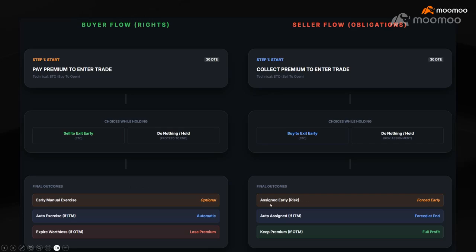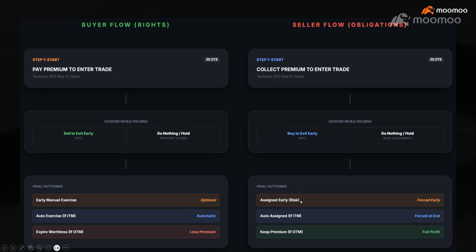This is what we call the assignment risk, because you have no idea when the buyer is going to exercise early. It can happen anytime. The buyer can choose to exercise any time before the expiration. But from the seller's perspective, because you don't know when the buyer will exercise early, there is an assignment risk. So within this period, you have no choice. If your option is in the money, there is a chance that the buyer will exercise the option and you have to fulfill the obligation.